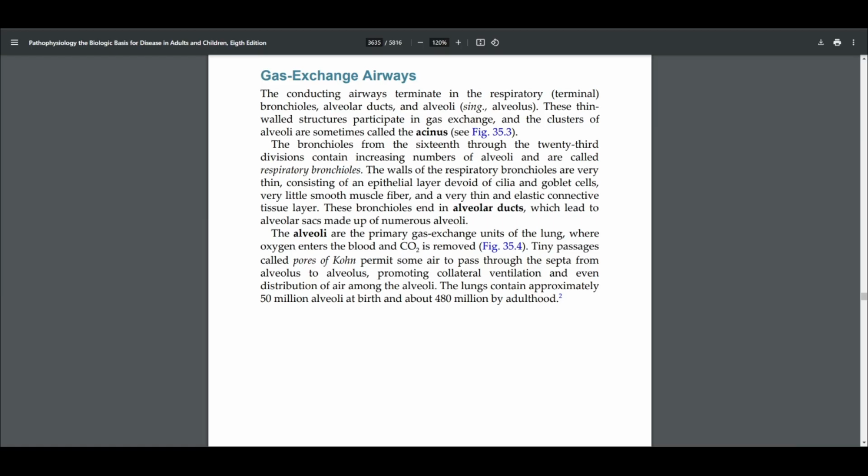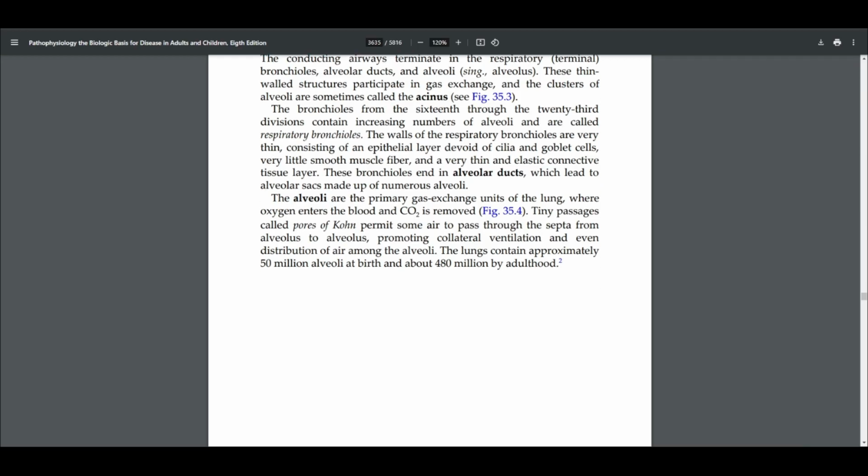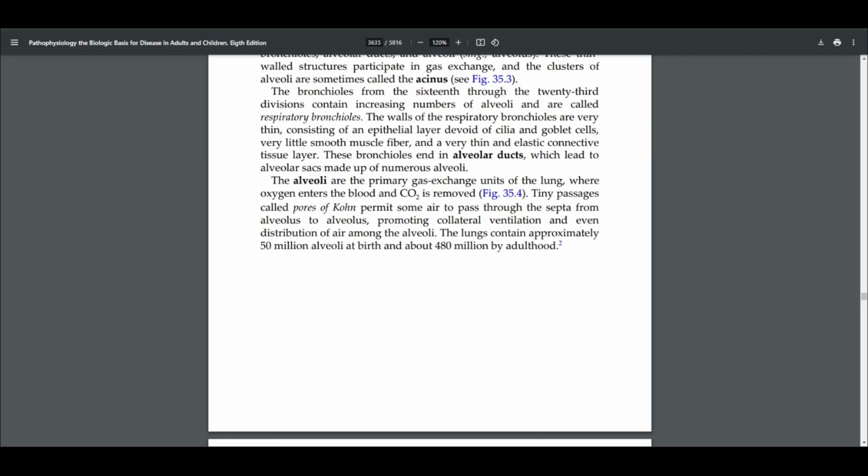The walls of the respiratory bronchioles are very thin, consisting of an epithelial layer devoid of cilia and goblet cells, very little smooth muscle fiber, and very thin and elastic connective tissue layers. These bronchioles end in alveolar ducts, which lead to the alveolar sacs made up of numerous alveoli. The alveoli are primary gas exchange units of the lungs, where oxygen enters the blood and CO2 is removed.